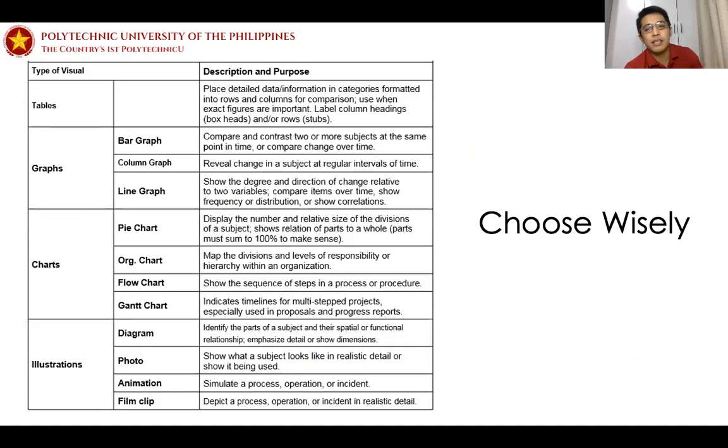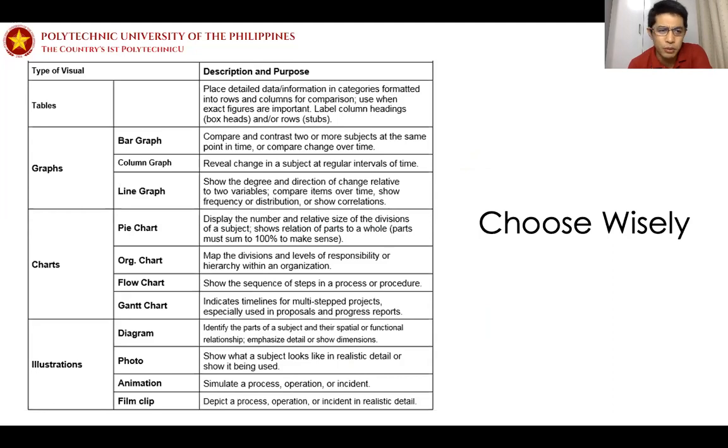Now, these are the types of visuals that may be present in a particular technical written output. And we say we have to choose wisely because there is a particular purpose for every type of visual. Let us say for tables. Tables can be used if we want to place detailed data or information in categories formatted into rows and columns for comparison.